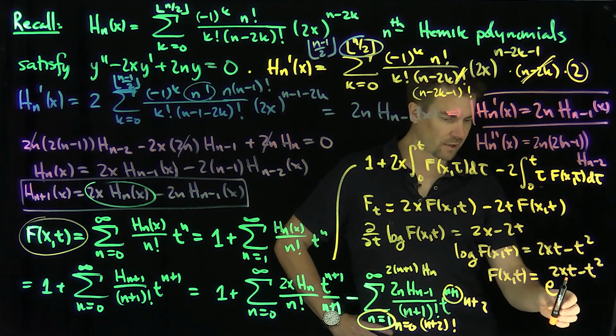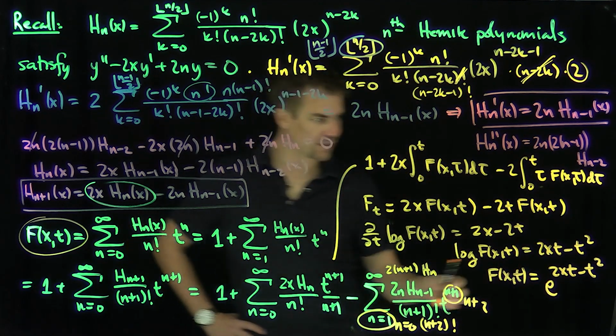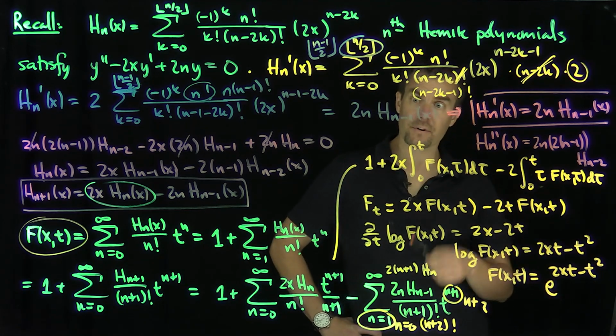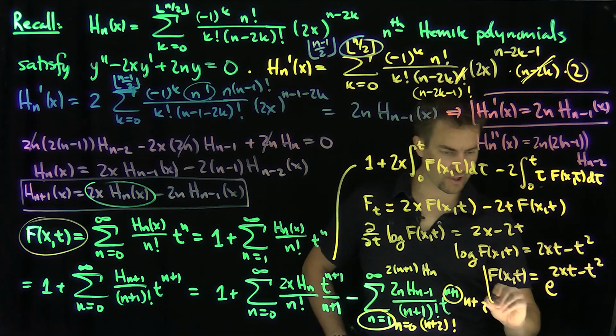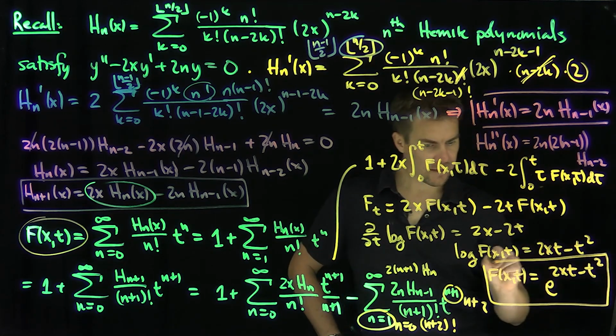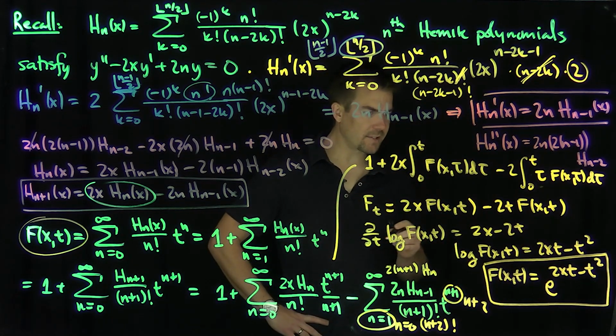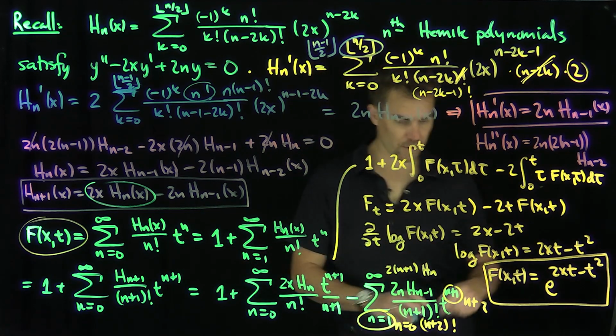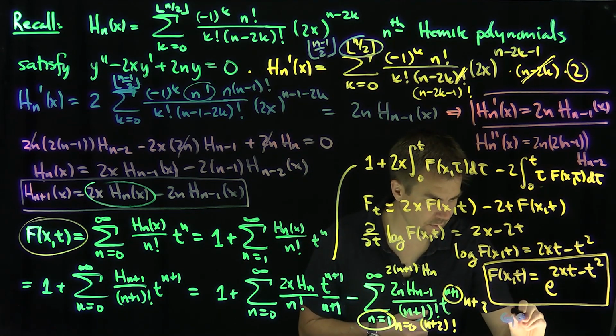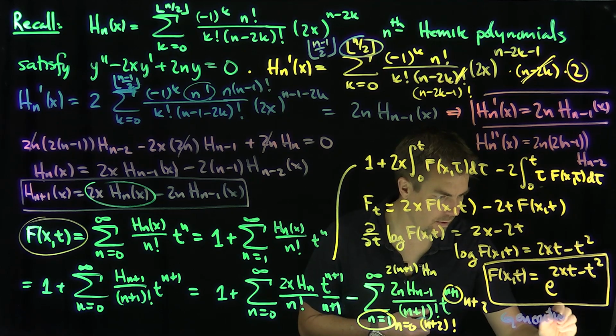Now, I didn't put the constant over here, but let's check. When I plug in t equals 0, I have to get 1, right? So when t is equal to 0, I get 1, so the constant in front of this generating function is correct over here. So this e to the 2xt minus t squared is the generating function for the Hermite polynomials.